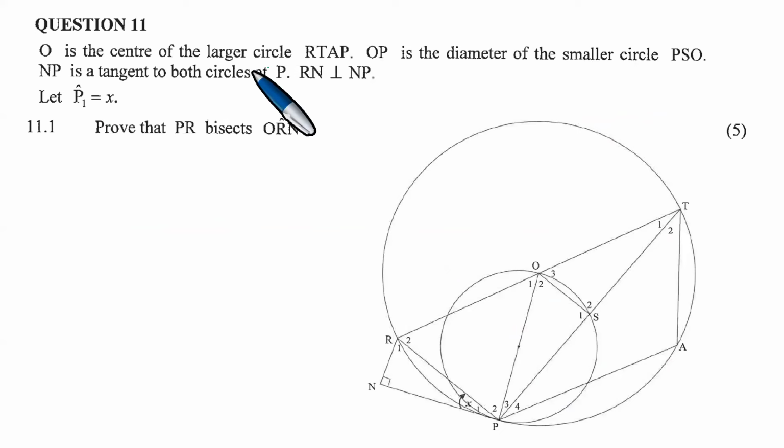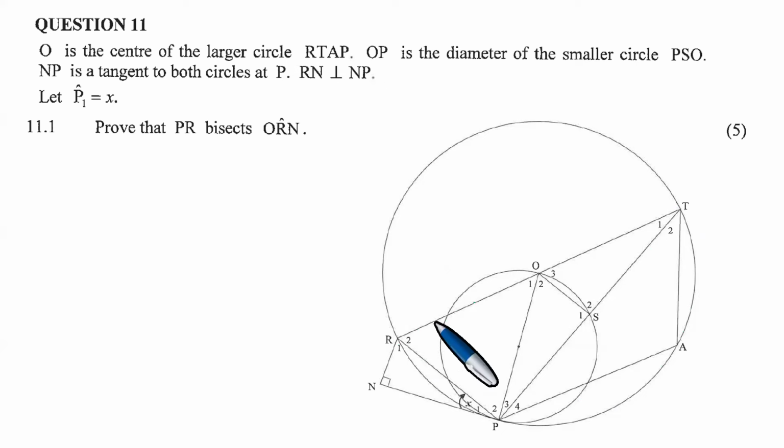O is the center of the larger circle. Here is O, the center of the larger circle, circle RTAP. This is P, this is R, this here is T, this one is A, and this is P. So R, T, A, P.